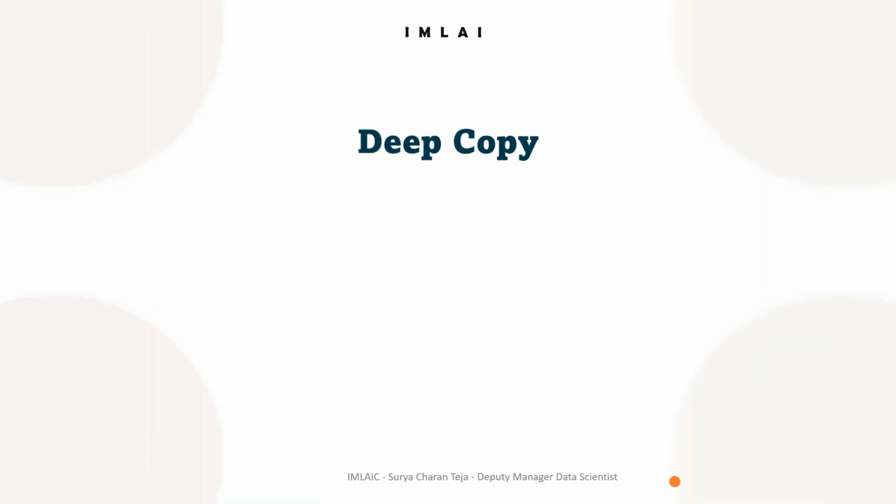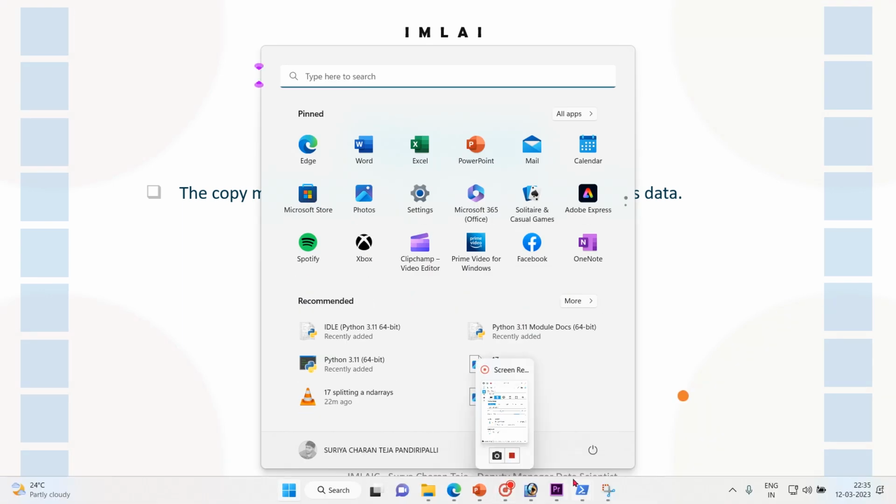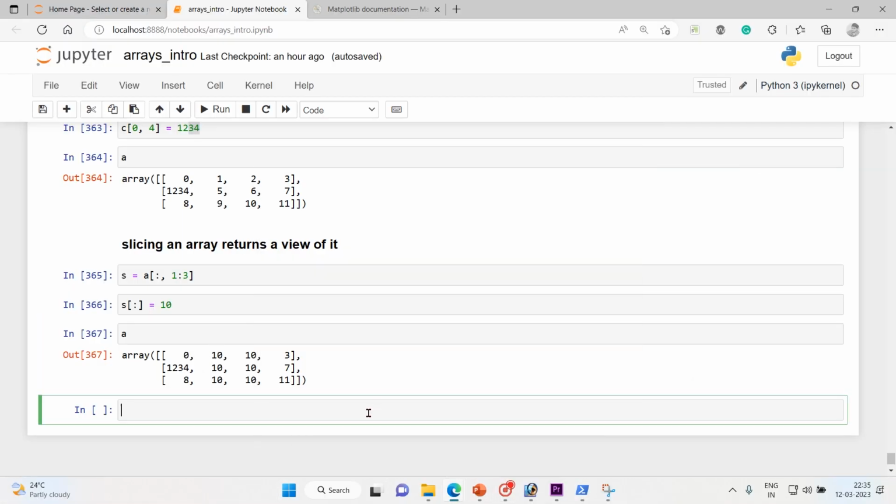Now let's look into the third one. It's a deep copy. So the copy method makes a complete copy of the array and its data. So that's what we're going to see. We have seen a shallow copy or view, and we also saw the first one. So now we are going to see a deep copy. Okay. So the third one is deep copy.